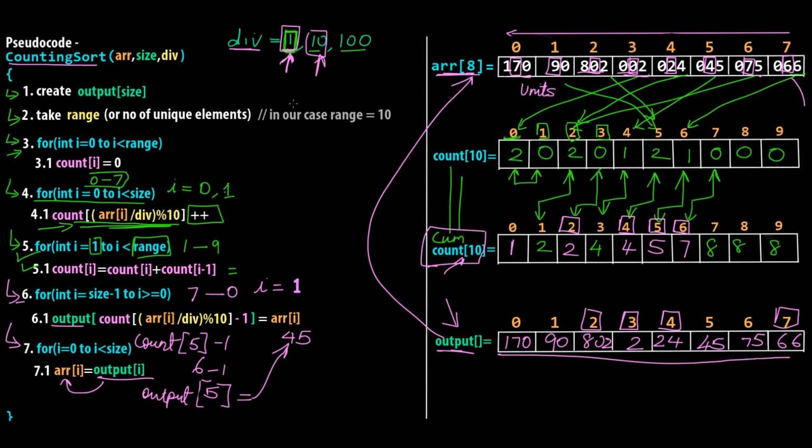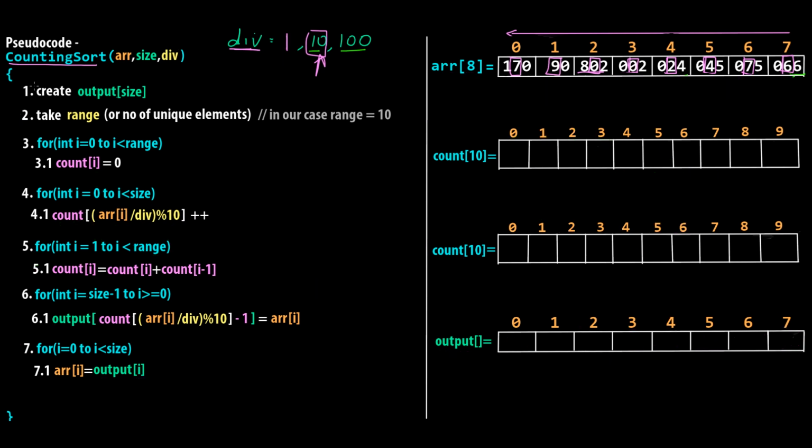The only difference is going to be in this expression. So let me first erase these extra markings. For the second time, the counting sort is called, with the only difference being the div value is now equal to 10. Let me write it again over here, div equals 10.